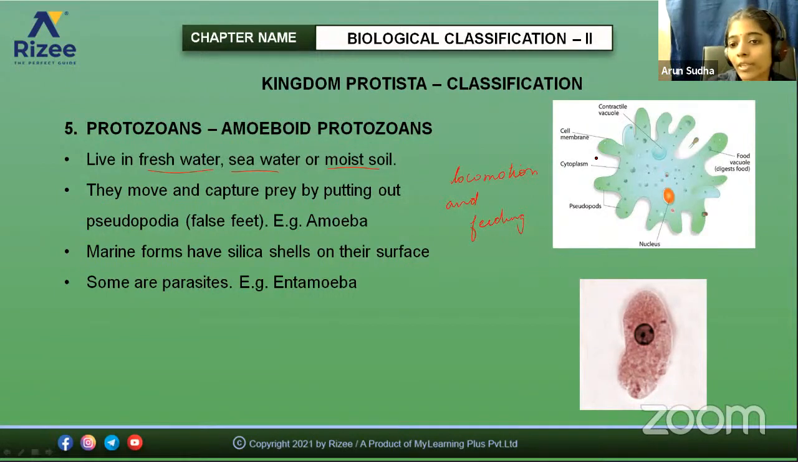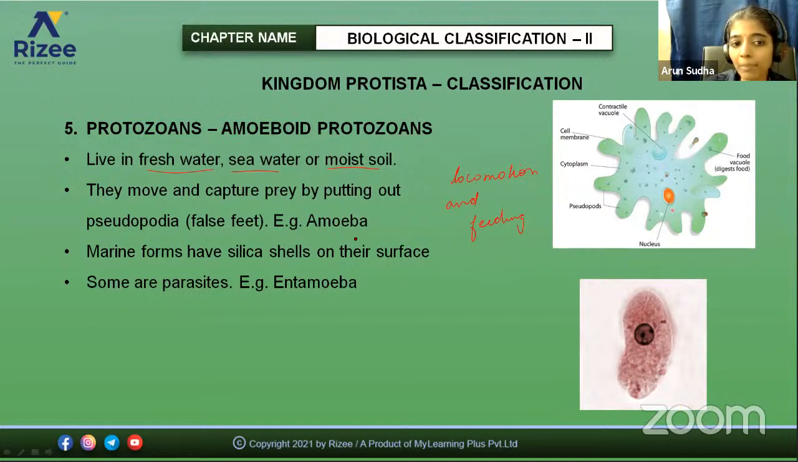So pseudopodia are the main parts which are involved in movement and also in feeding. And they have the contractile vacuole, which helps in osmoregulation. They have food vacuoles, which digest the food. So this is the example for an amoeboid protozoan.